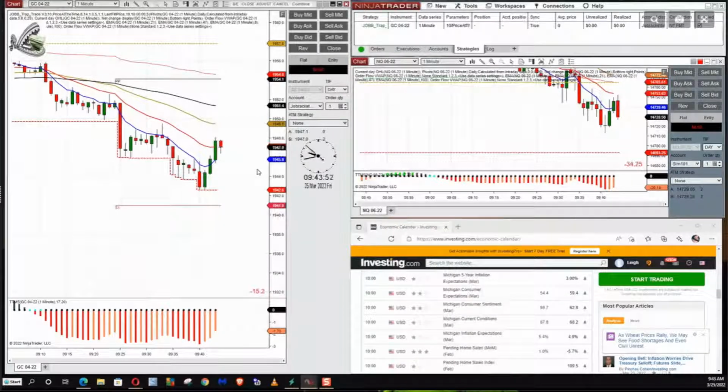So a trap trade is a specialized reversal trade. That's what a trap trade is. It's a specialized reversal trade.